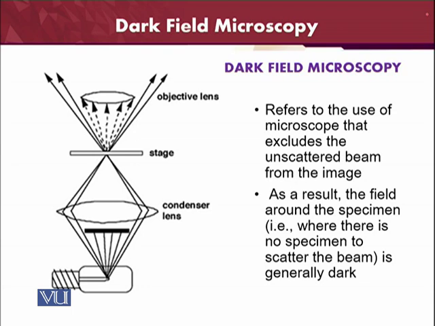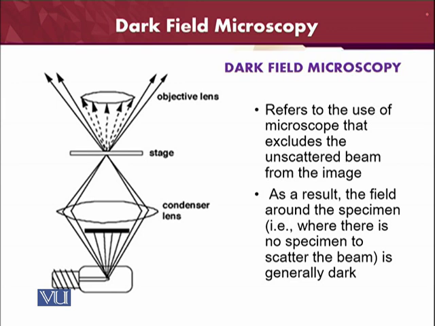As a result, the field around the specimen where there is no specimen becomes dark, and generally the light which passes through the microscope makes the objects very clear. It refers to the use of the microscope that excludes the unscattered beam from the image.